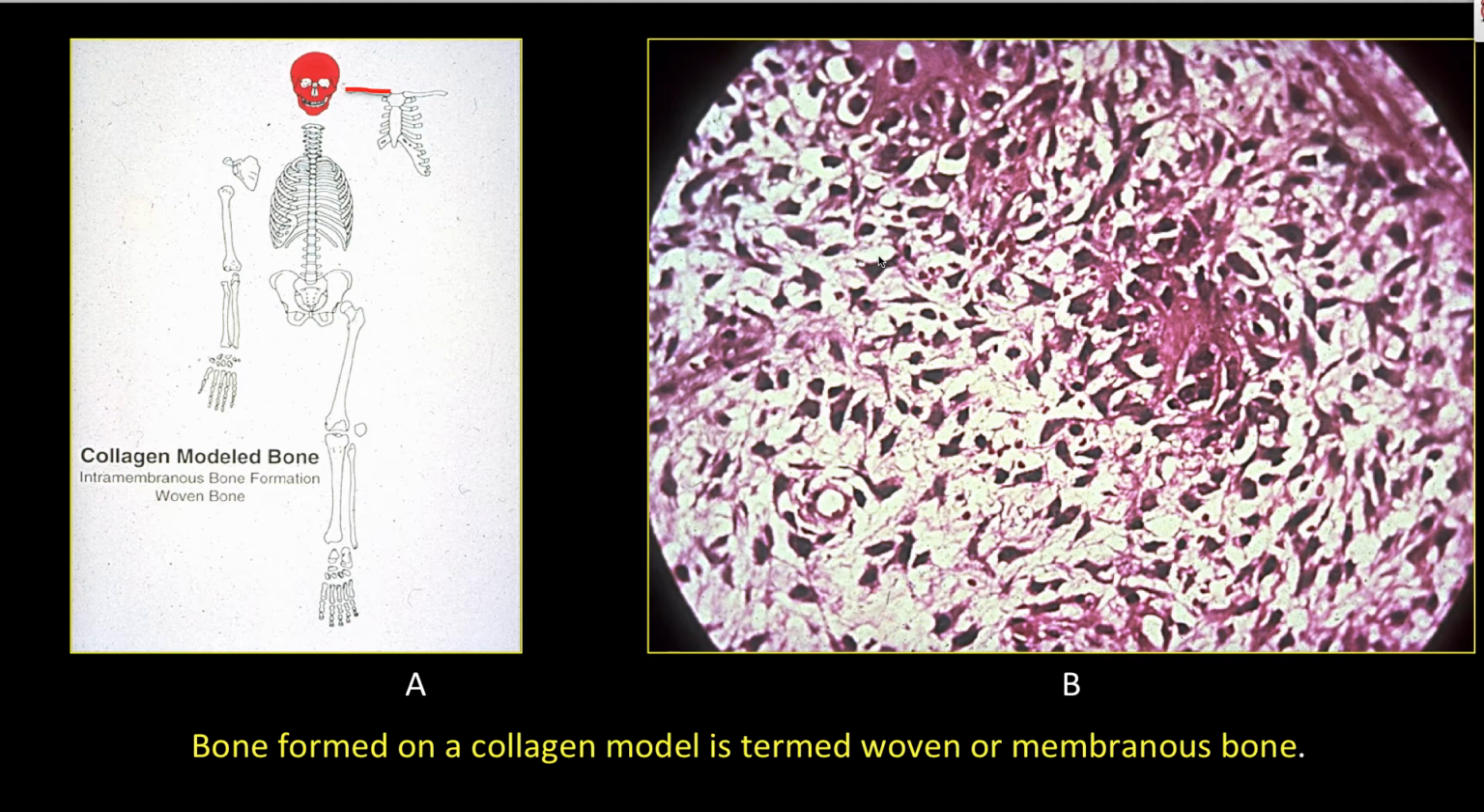A spindle cell is narrow and elongated, and you see them scattered throughout the slide. Here, here, here, and many others.